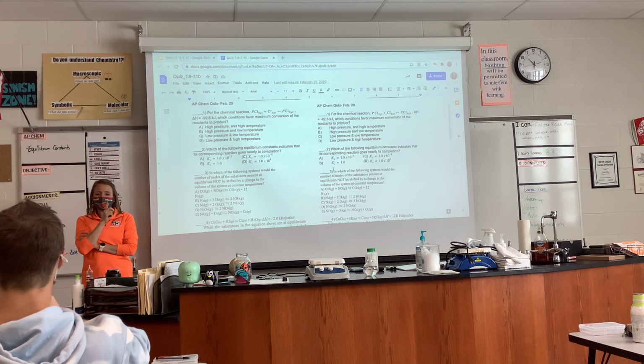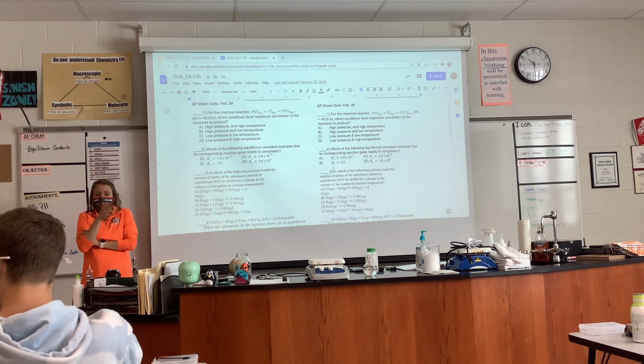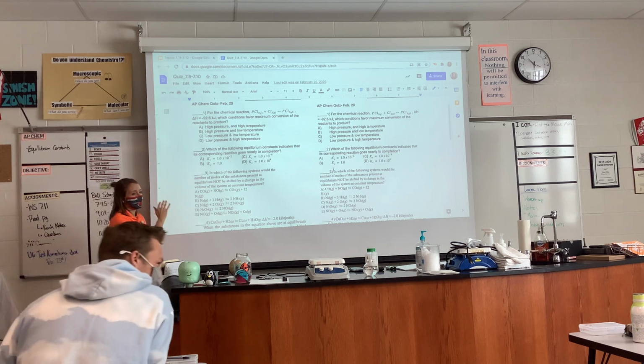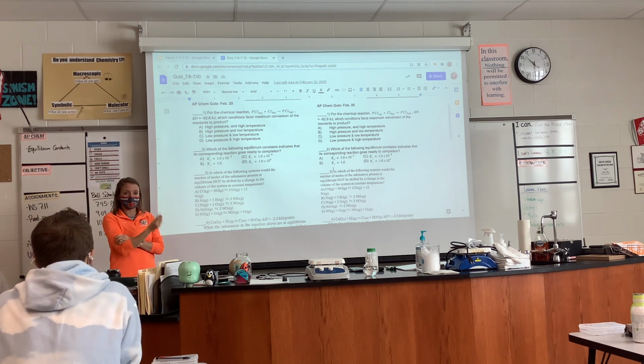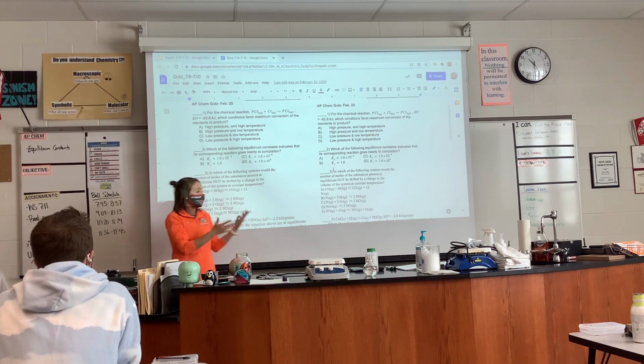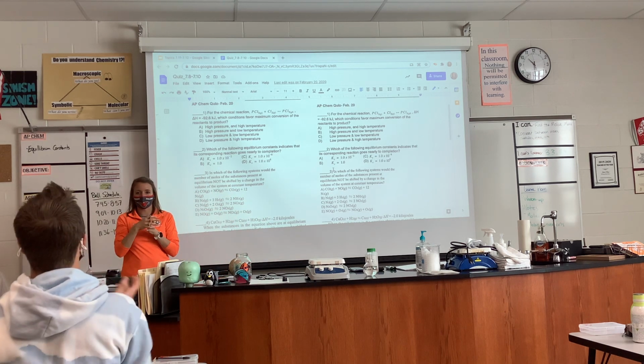What does it mean in terms of this question saying that? Another way to say it is that it wants more product. So we want to do something to the equilibrium that's going to shift it to the right side. Okay, so our options that we're looking at are temperature and pressure.